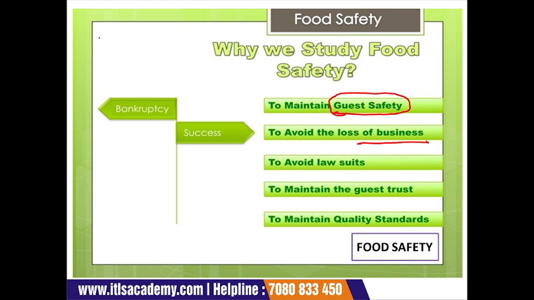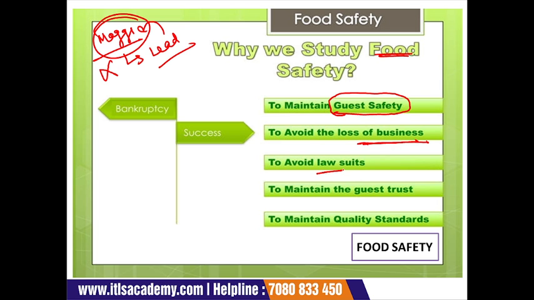Like in the case of Maggi, when lead was found in the Maggi packet, then what happened? The whole production of Maggi was stopped. So Nestle faces the loss. So if we maintain food safety, we avoid the loss of business. Then to avoid lawsuits: obviously if food safety is not maintained, it will affect the health of the consumer, the health of our guest. Ultimately they take action against us.